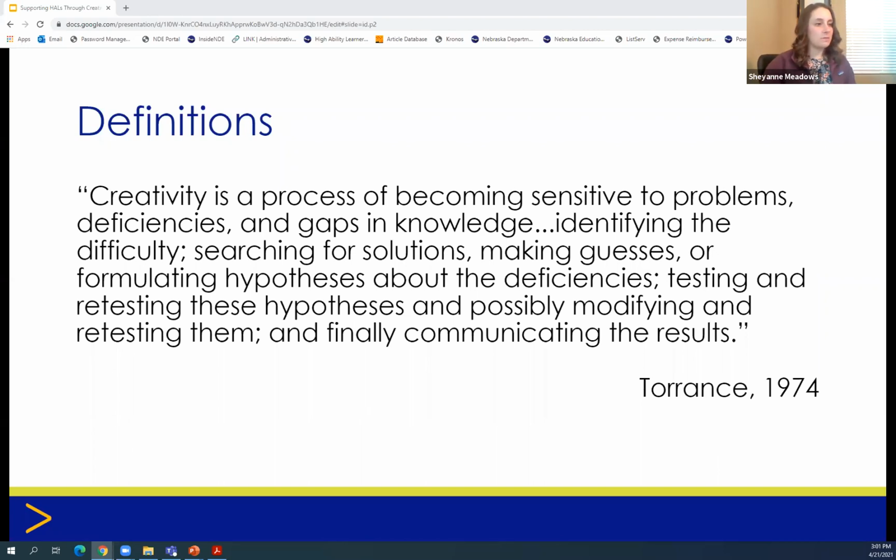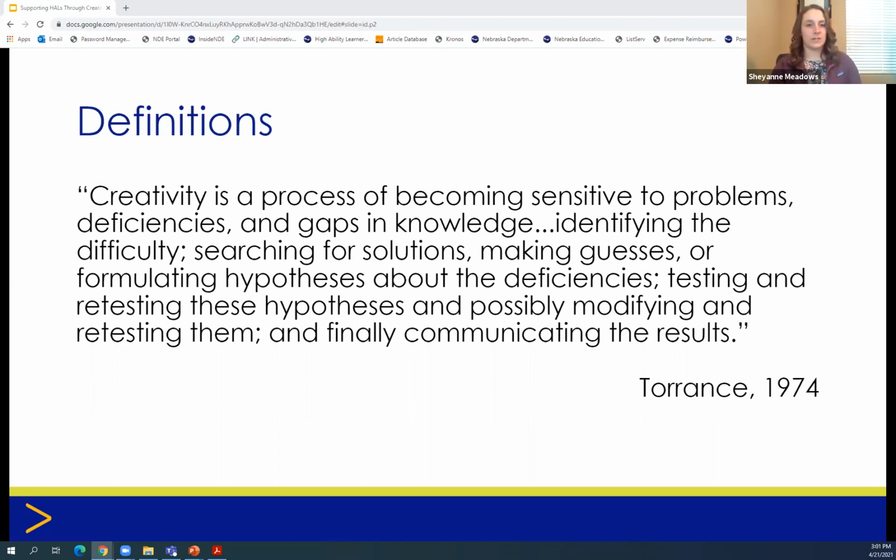So I'm going to start by laying down some groundwork for creativity, and later on Beth is going to talk about some really great strategies to use in the classroom. So we want to make sure that we all have kind of the same definition and understanding of creativity. And so this was set forth by Torrance, who created the Torrance Test of Creativity.